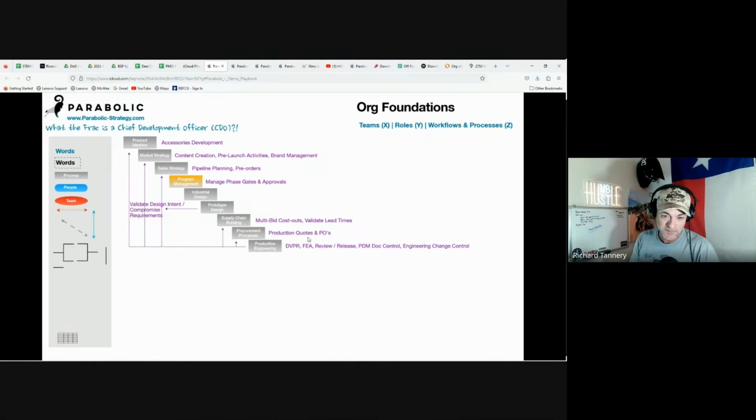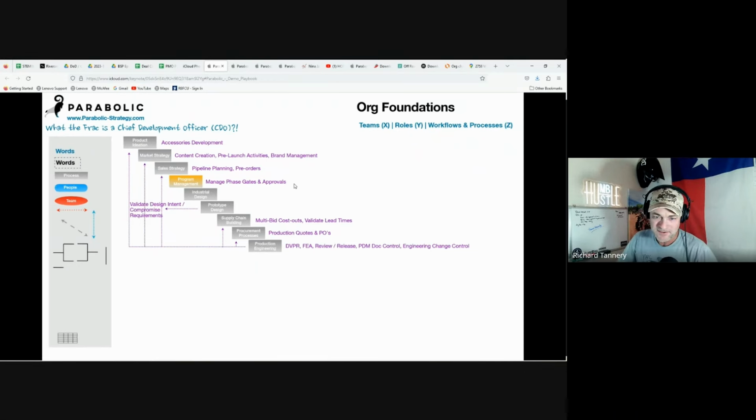This release goes to suppliers. Meanwhile, we'll be getting production quotes and cutting POs for those suppliers. We'll be performing multi-bid exercises to cost out the bill of materials. We're going to validate lead times. Our prototyping design that we just built is going to be validated back to the original intent of the product idea. There may be some compromises, which is why the production vehicle never looks like the original prototype that you see at the car shows and stuff like that.